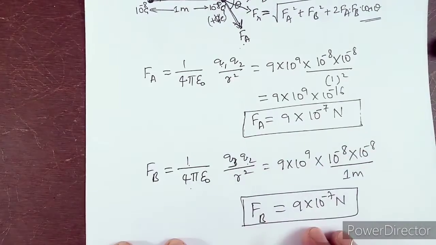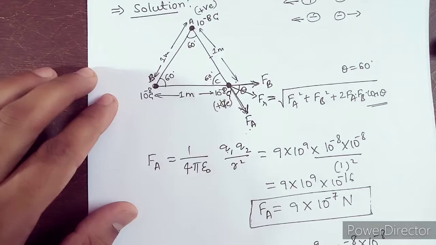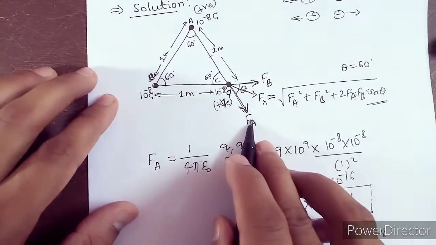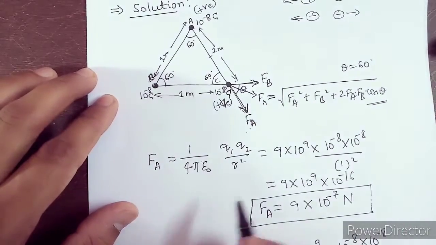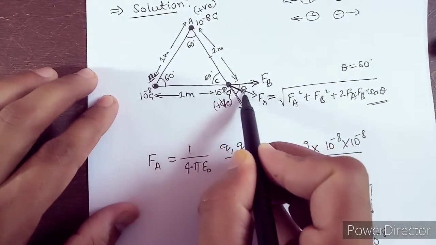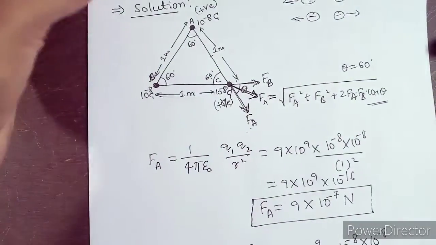Fa and Fb. So Fa is 9 into 10 to the power minus 7 Newton, that will be in this direction. Fb is the same, 9 into 10 to the power minus 7 Newton, that will be in this particular direction, but the resultant force will be in this particular direction. Let me solve that.